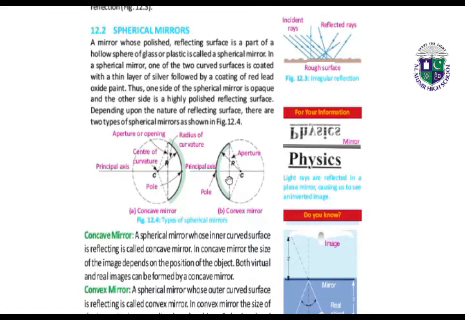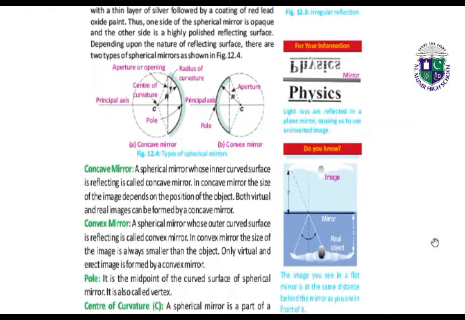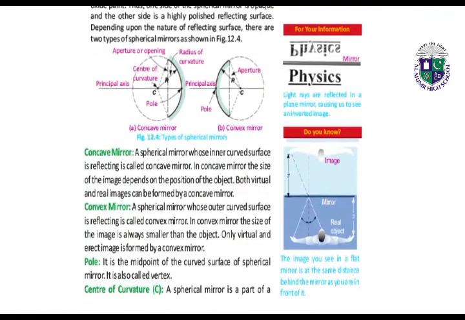Look at this one side, this is opaque, and the other side is a highly polished reflecting surface through which the reflection can happen. Depending upon the nature of the reflecting surface, there are two types of spherical mirrors. So here we have the two types of spherical mirrors, concave mirror and convex mirror. These two types are very important.